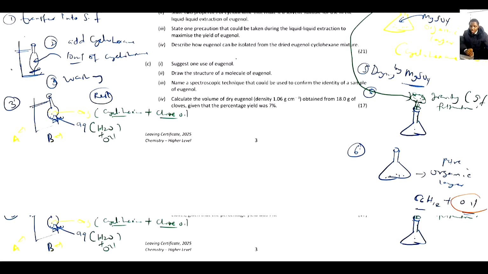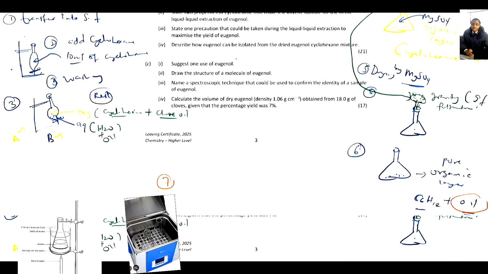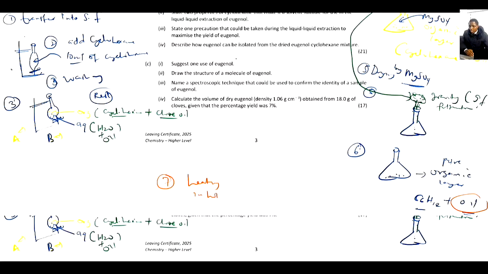And to get our clove oil, the last thing you're going to do is to carry out heating on water baths, heating in hot water baths, or you remove the cyclohexane using a rotary evaporator. So this is the last step you can carry out.